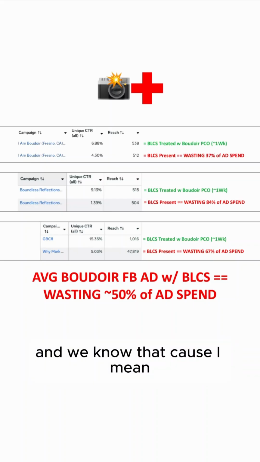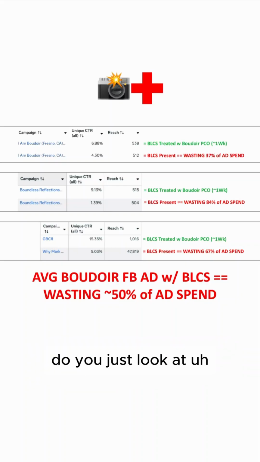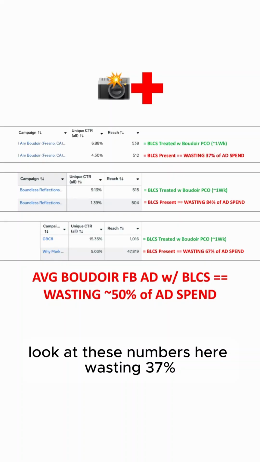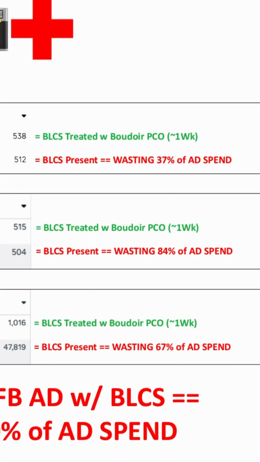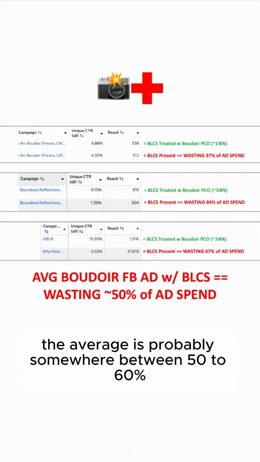And we know that because, dude, just look at these numbers here. Wasting 37%, wasting 84%, wasting 67%. Average these numbers out, the average is probably somewhere between 50 to 60%.